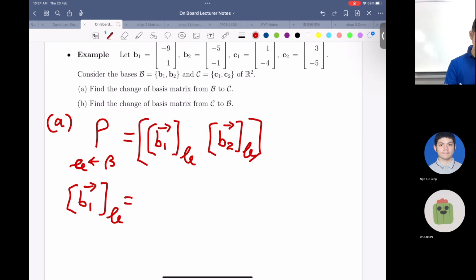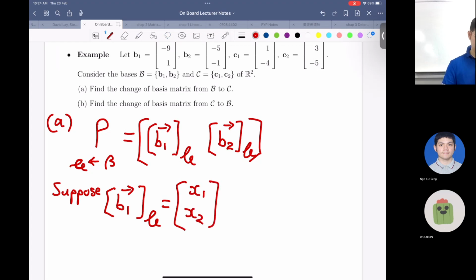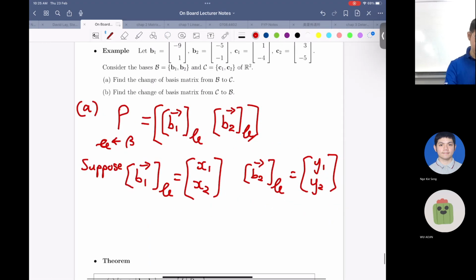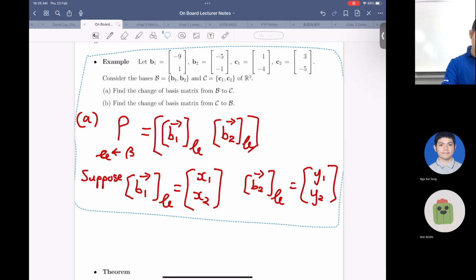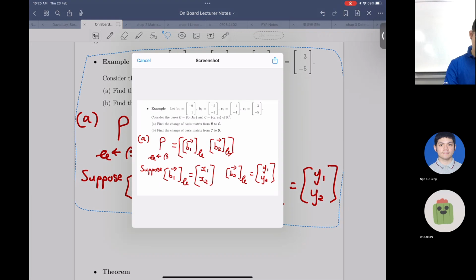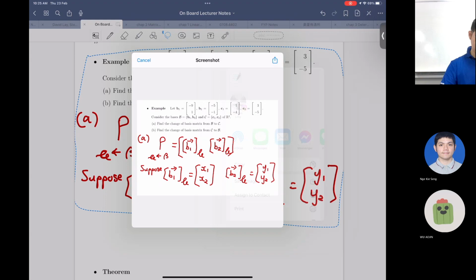Okay, so let's write it down. Suppose [B1]_C is the coordinate vector (x1, x2), and then [B2]_C is (y1, y2). But there's no space here. Let us remove.